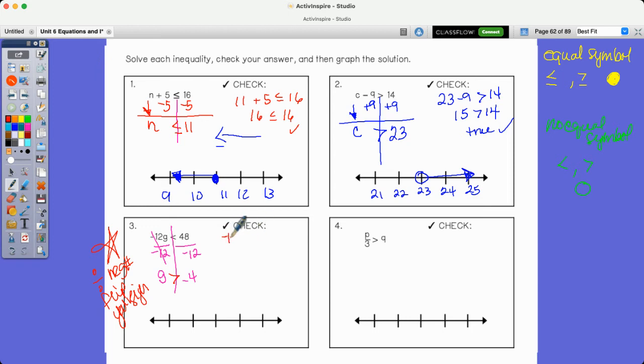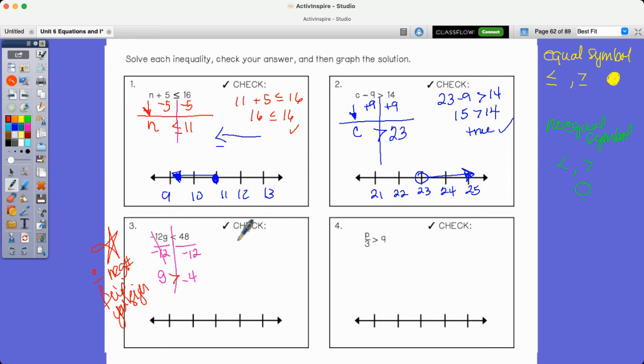And this is why we do that. Watch this. -4 is less than 48. This check does not work. The reason, oh yes, it's not going to work with this because it's not included.